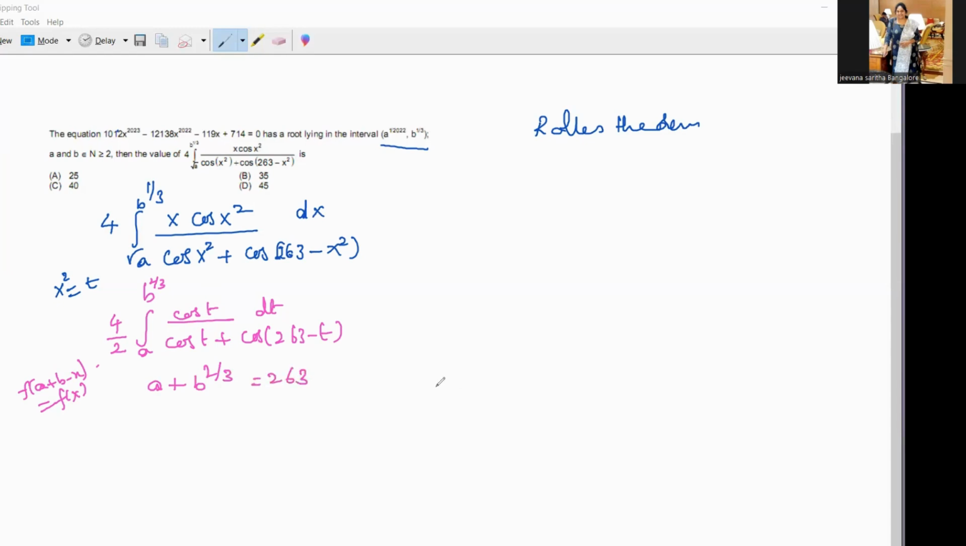We get this when we observe the integration, go ahead with the substitution, and apply the property f of a plus b minus x. Now to evaluate a and b, to complete the integration, we go to the other condition and the other concept used here, that is Rolle's theorem. We generally take the derivative as the given equation in order to prove that there is a root for this equation in the given interval.